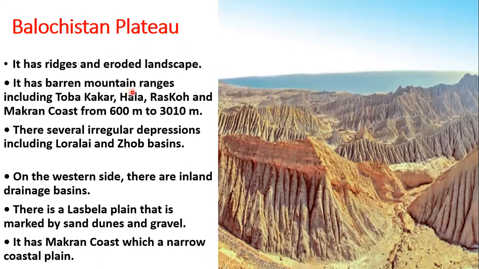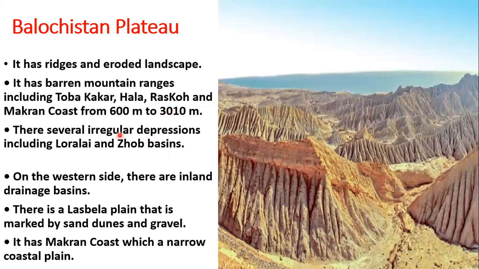Barren mountains, I mean Toba, Kakar, Hala, Rasco, and the Makran coast from 6 meters to 3010 meters. These are extremely wilderness because the population of Balochistan is quite low compared to the population of the other regions of Pakistan. Fine. And the mountain range starts from 600 meters to 3010 meters.